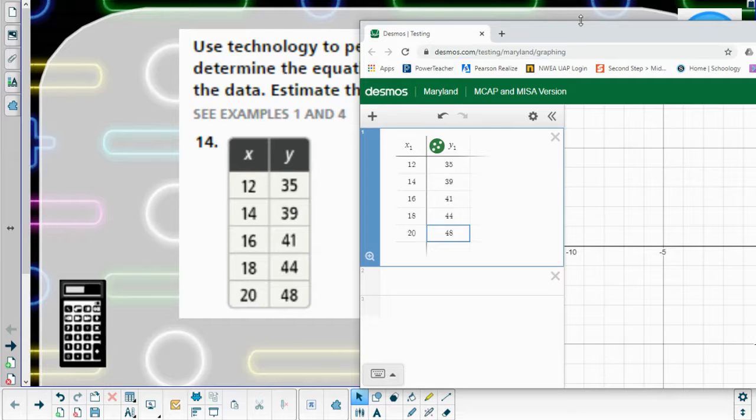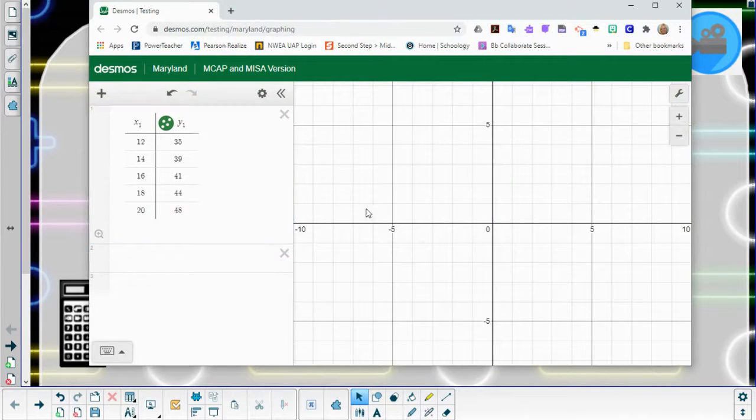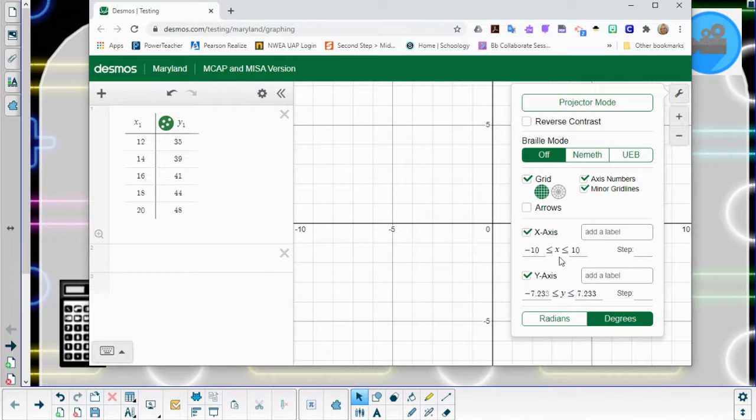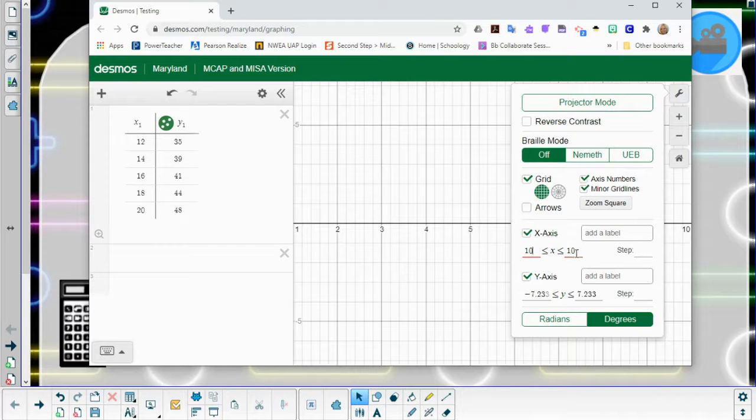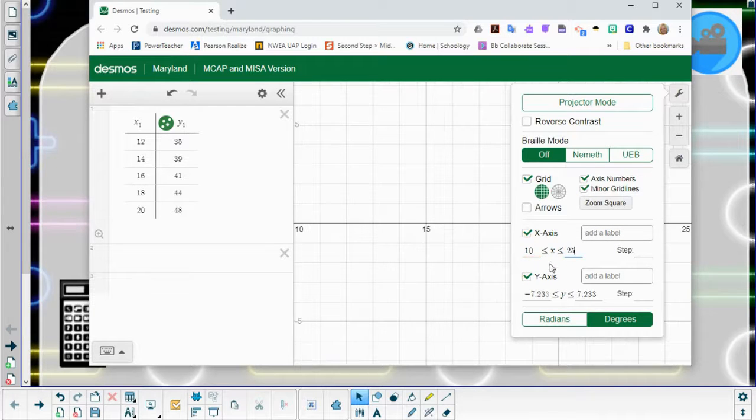So if I'm taking a look at my graph, I can't see my points because they go beyond where my graph is right now. If I want to change my window, I'm going to hit the wrench button and adjust my x and my y values. This is my domain and this is my range. Looking at my values, my x's go from 12 to 20, so I'm going to go a little above and a little below. I'm going to go from 10 to 25 on my x's.